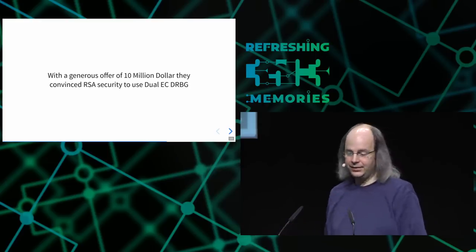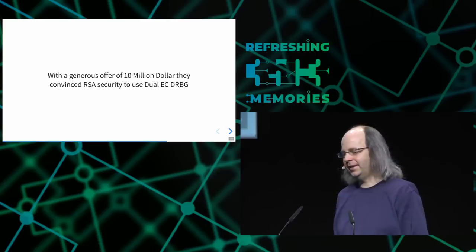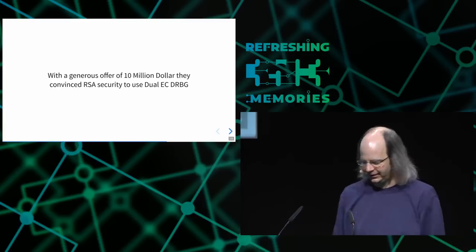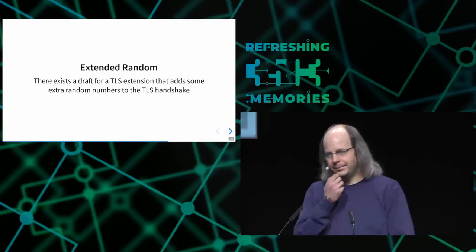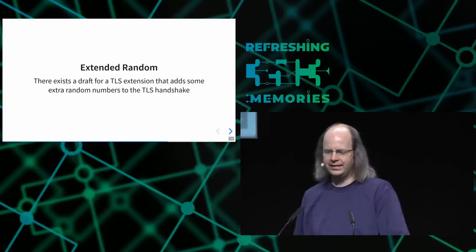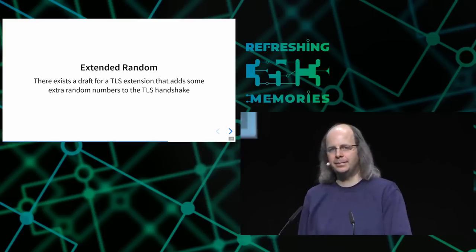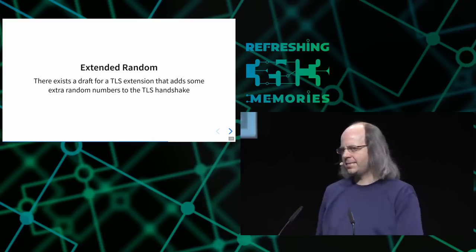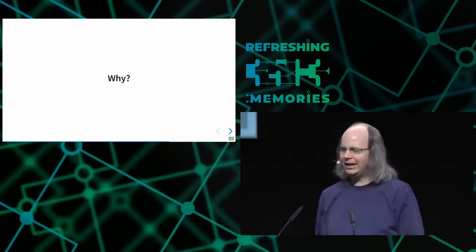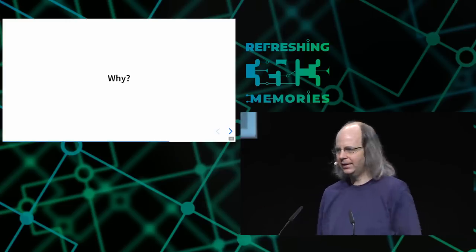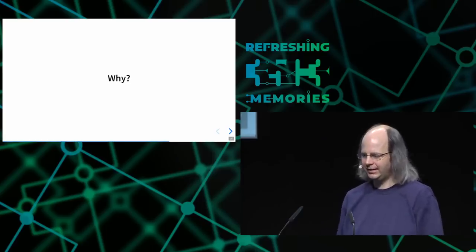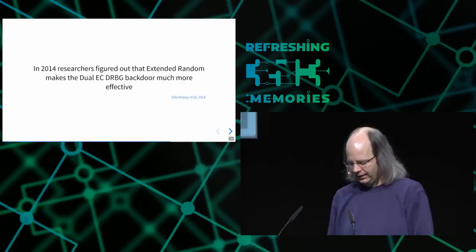Also, what was in the Snowden documents was that at some point the NSA offered $10 million to RSA Security, so they implement this random number generator. And then there was a proposal, a draft for a TLS extension called Extended Random, that adds some extra random numbers to the TLS handshake. Why? It wasn't really clear. It was just, yeah, we can do this. It was just a proposal. I mean, everyone can write a proposal for a new extension. It was never finalized, but it was out there.